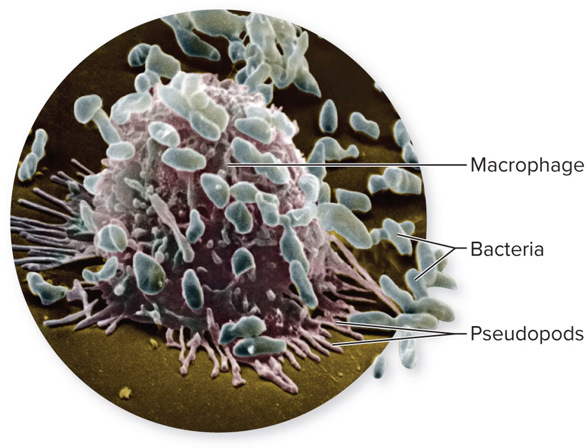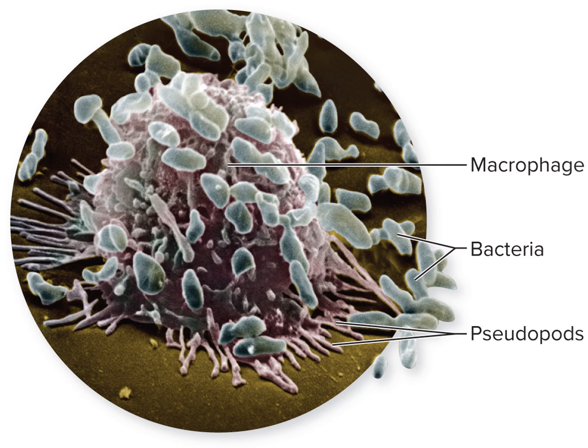So here is an image of a macrophage. These small, rod-shaped bluish structures are the bacteria. And then this large purple cell is the macrophage. And you can see these projections of the cell membrane of the macrophage. Those are called pseudopods, which means false feet. And they're how these macrophages move around.